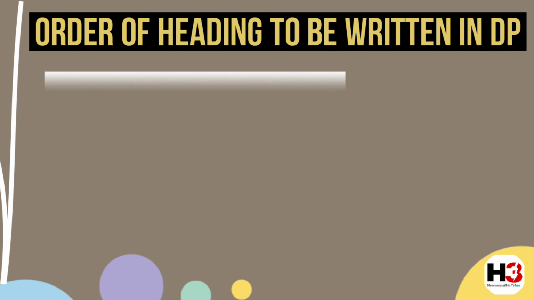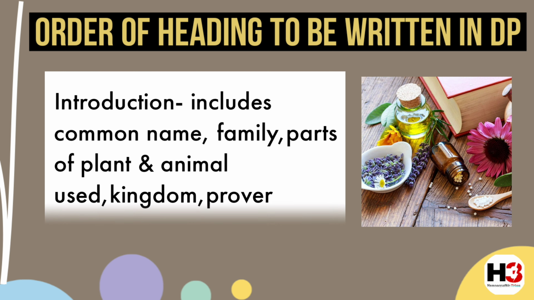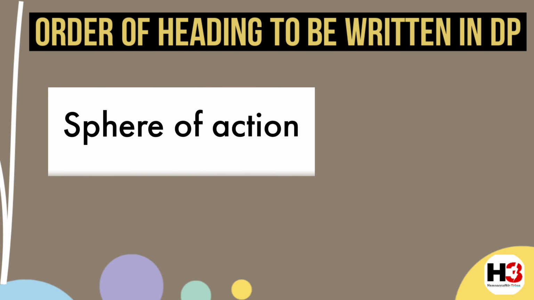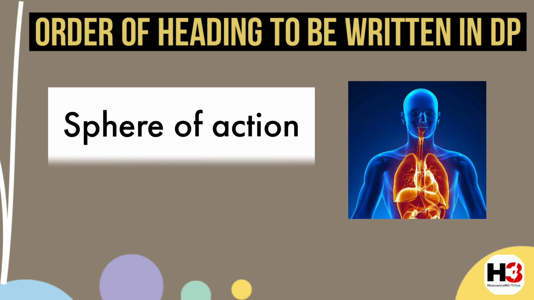The very first heading is the introduction, which includes the common name of the remedy, the family name, the kingdom to which it belongs, the part of the plant or animal used for preparing the drug, or the prover of that drug, etc. The next comes the sphere of action of that drug. This should include the organs on which the drug acts best, and the action of which you could explain in the particular section of the answer.